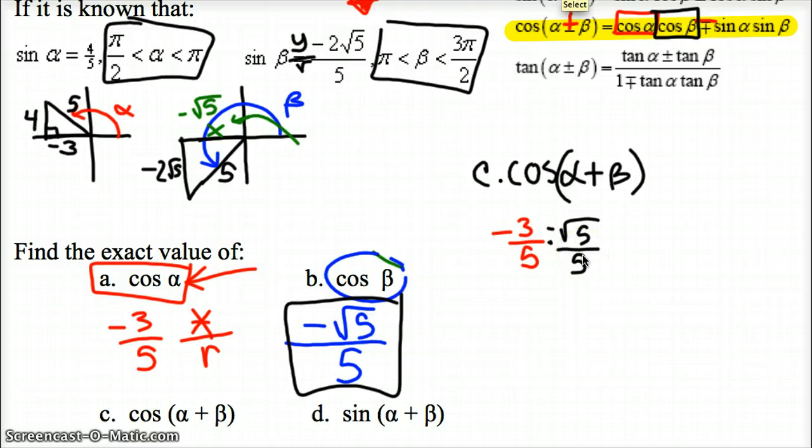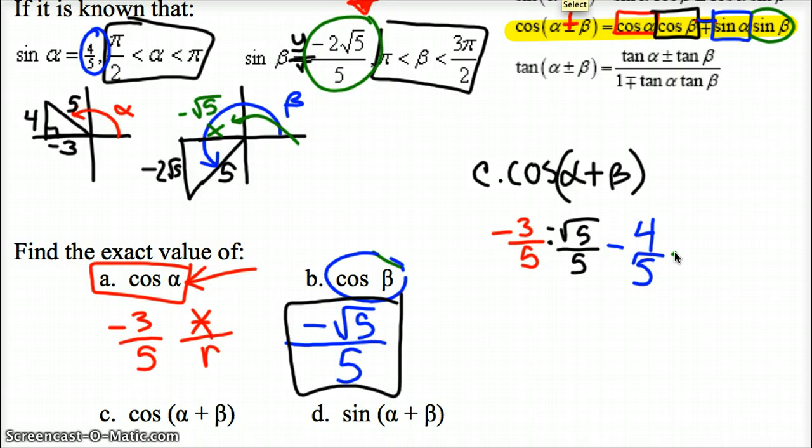And then the formula continues with minus the sine of alpha. Well, that was given to us at the very beginning. So 4/5 is the sine of alpha, times the sine of beta, which was also given to us at the beginning. Here's the sine of beta, and here's where it asks in the formula. So times negative 2 square root of 5 over 5.